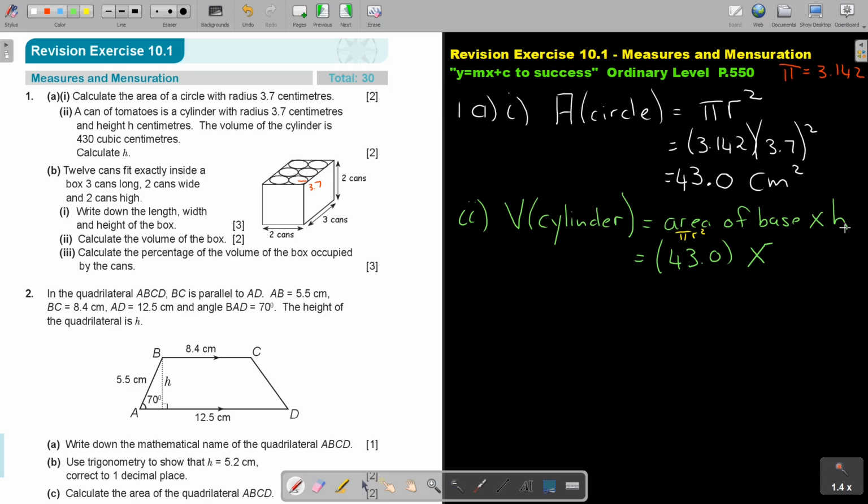And what is the height? The can is and the height h centimeters. But if I look at this, it's 2 cans. Oh, these 2 cans. Oh, I don't have the height. But I have the volume. What is the volume? 430. Okay, and now to get that height, it's just algebra. 43.0, and I just divide. And they wanted me to use that because, oh, look now, then I get, so therefore, the height is going to be 10 centimeters.